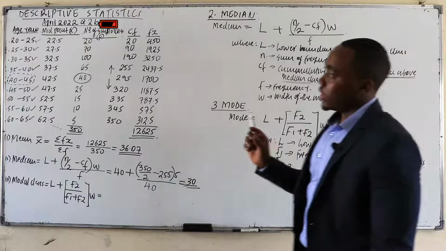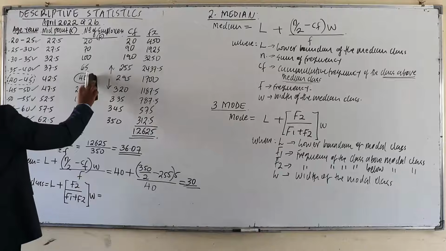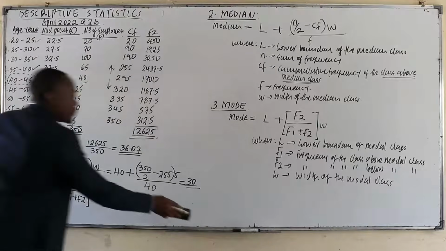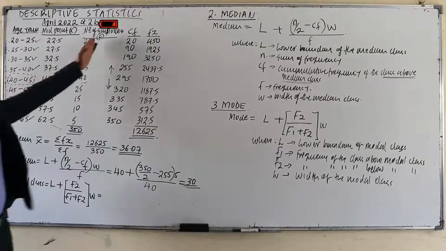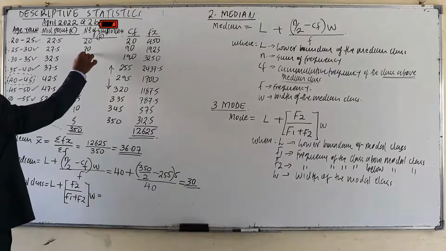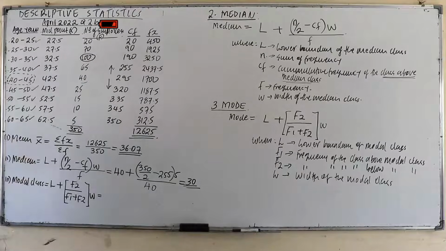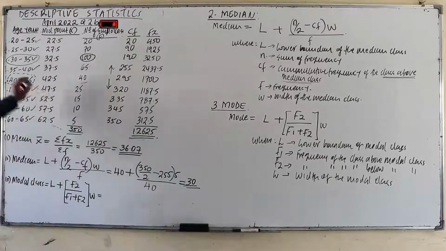Now, for the modal class, you look at the frequency. The mode is where you have the highest number of occurrences. So in short, which age bracket has the highest number of employees? That's where you have the mode. Just look at the age brackets and the number of employees, which are the frequencies. Which age bracket has the highest number of employees? In short, our mode is 100. So that is the age bracket with the most employees, between 30 and 35. To get L, the lower boundary of the modal class, the modal class is between 30 years and 35, so the lower boundary will be 30 years.